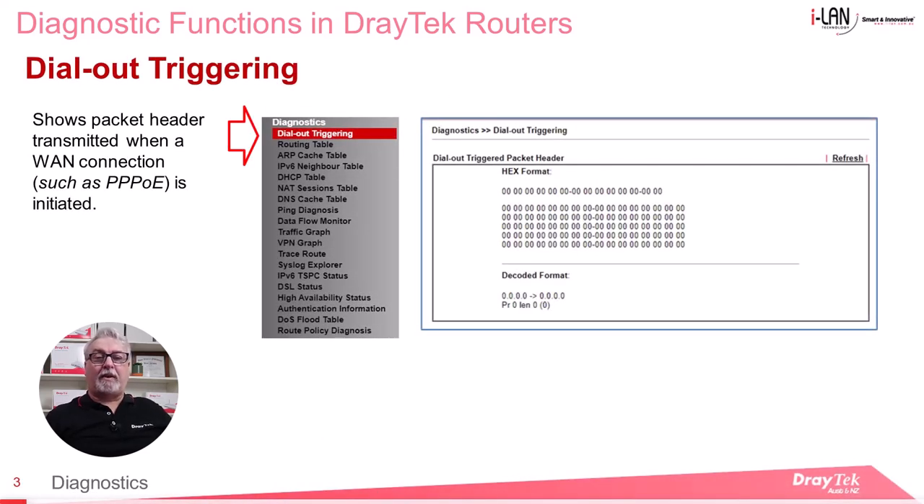This shows the packet header that is transmitted when a WAN connection, such as a PPPoE connection, is initiated. Both hex format and the decoded format are displayed. This is mainly for information purposes and is unlikely to have any real relevance if your router is always on and connected.